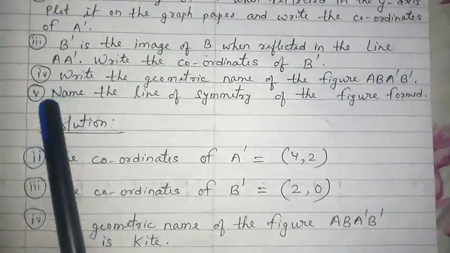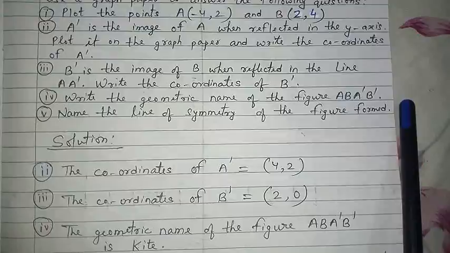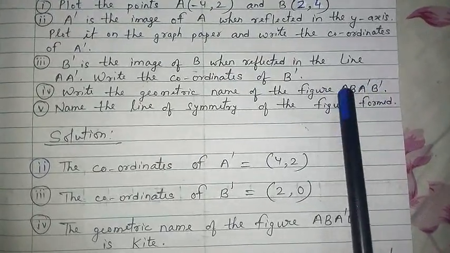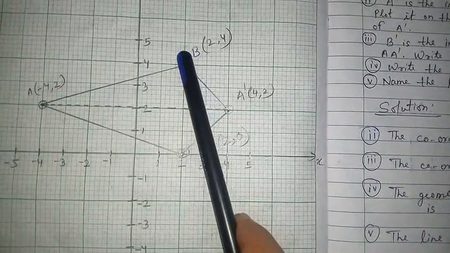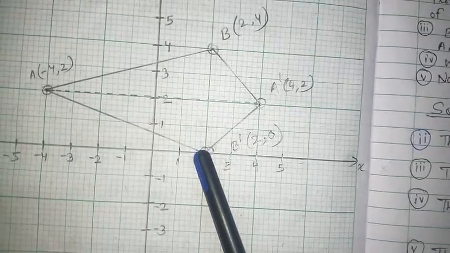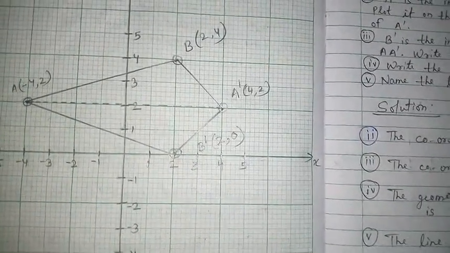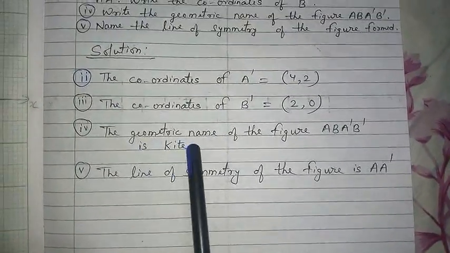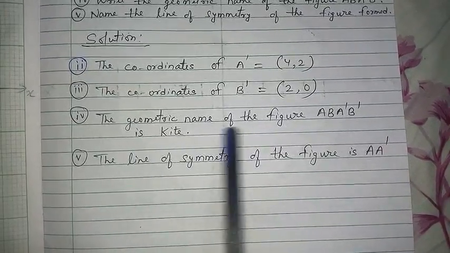Next question. Write the geometrical name of the figure A, B, A dash, B dash. So you have to go from A to B, B to A dash, A dash to B dash, and B dash to A. So A to B, you can see A is here, A to B, B to A dash, A dash to B dash, and automatically B dash to A. So you can see a kite has been formed. So you have to write the geometrical name. So I can say the geometric name of the figure A, B, A dash, B dash is kite.